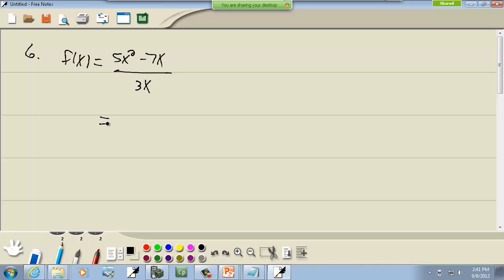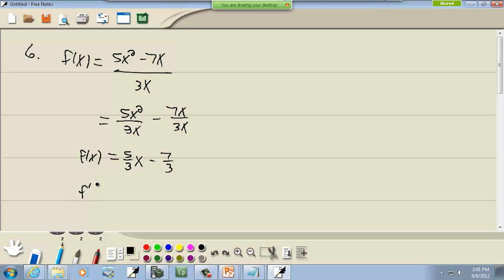Okay, now notice we have a single item downstairs, and this particular problem is a single term. So I'm going to split this up. I'll put the 5x squared over the 3x minus 7x over the 3x. Now I could have jumped right into the quotient rule, but after I do this, that gives us 5/3 x minus 7/3. Those x's cancel, and one of these x's goes away.